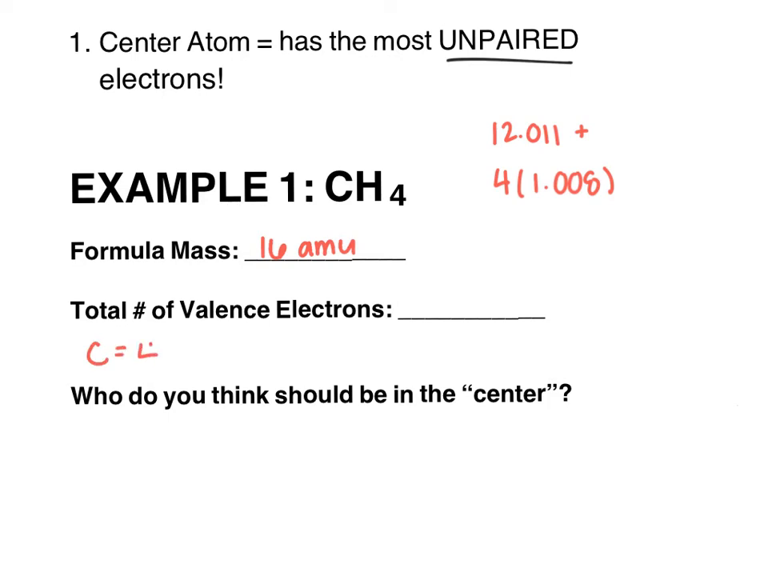Next, I'm going to find my total number of valence electrons. Carbon has 4. I can see that with my periodic table. And hydrogen each have 1. But because I have 4, I'm going to multiply that by my 1, and I get 4. So 4 plus 4 means I have 8 total valence electrons. Now I need to find what would be my center. So what I like to do is draw my electron dots, and whichever one has the most unpaired electrons will be considered my center. In this case, it's going to be my carbon, because carbon can have 4 bonds, whereas my hydrogens all have 1 bond.